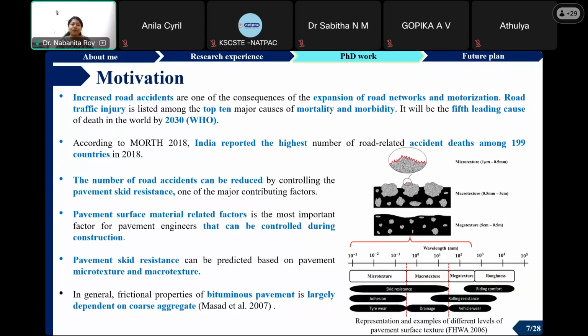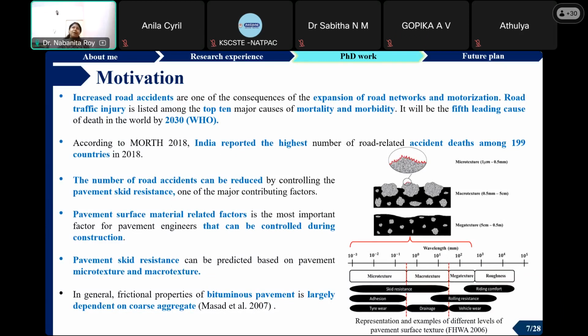Many road accidents can, of course, be reduced by controlling some factors. One of the most important factors is pavement skid resistance. As a pavement engineer or materials engineer, we can check our pavement surface material properties so that they give proper skid resistance, right?